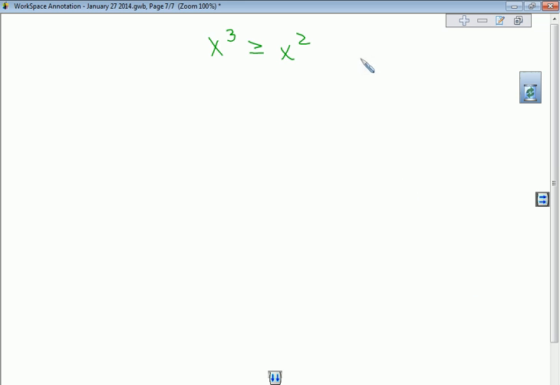All right, the last one I want to do together is this one. X cubed is greater than or equal to x squared. So, what do I do first? Subtract the x squared from both sides. And then I'm going to factor. So I take out x squared. And that gives that. Okay, what does this tell me is going to happen at this root?